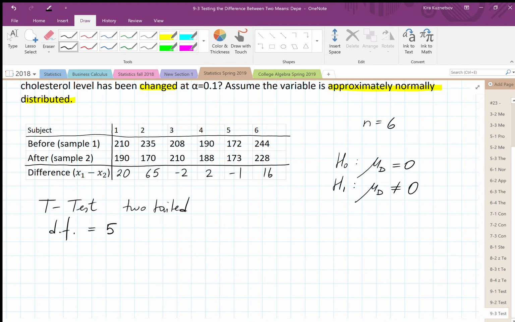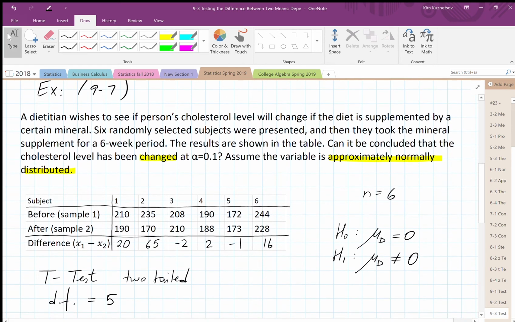If most of them are somewhere around negative 2 or positive 2 or negative 1, it would probably suggest that there is no big change whether you take the supplement or not. But with those 20 and the 65 and the 16, it does mean that the after lowered whatever we're studying, in this case cholesterol level.